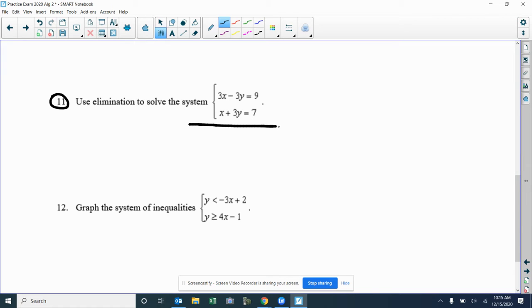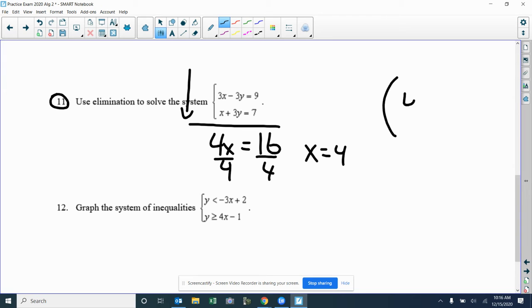Remember elimination: you need to get the same number, different signs, and then add straight down. Well, I've set this one up pretty, haven't I? It's ready to eliminate the y's. So your y's, you have -3 and +3, different signs. Adding straight down, 3x and 1x give me 4x. Adding straight down, 9 and 7 give me 16. Divide by 4. Your x is 4.